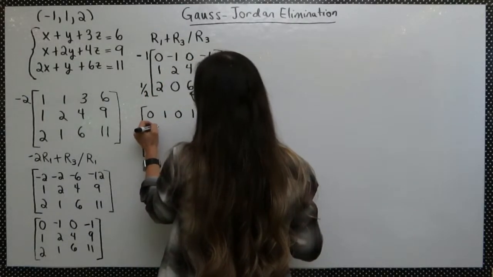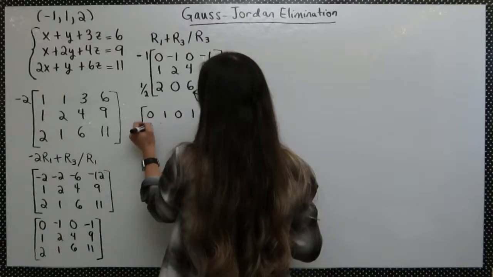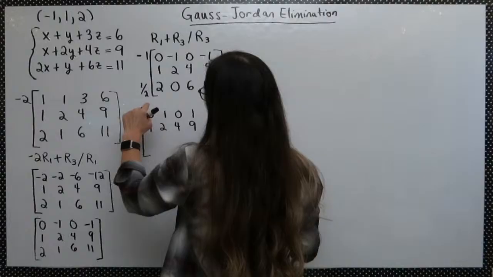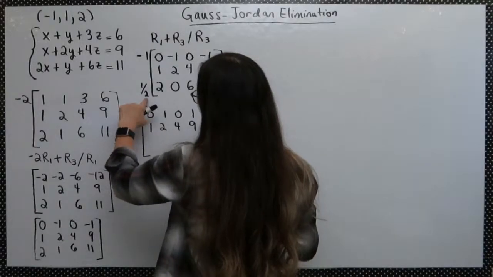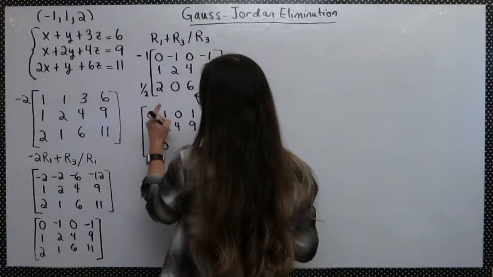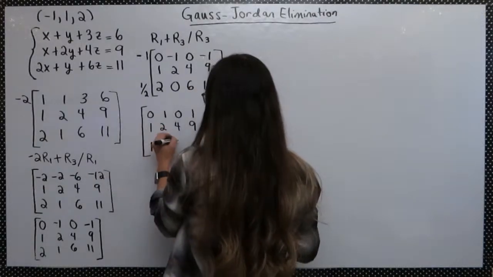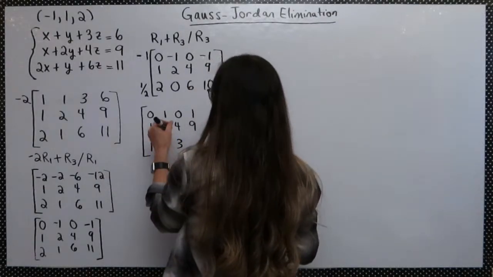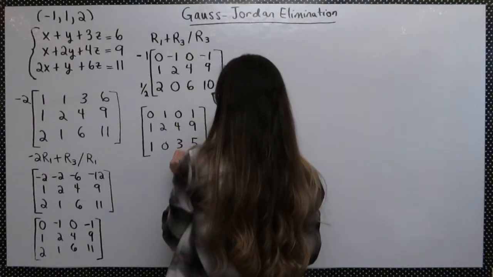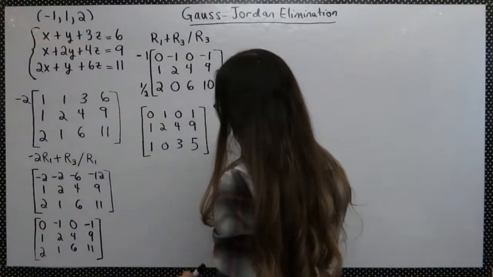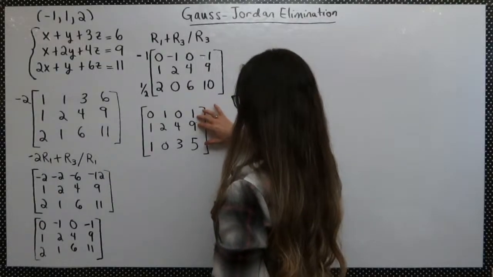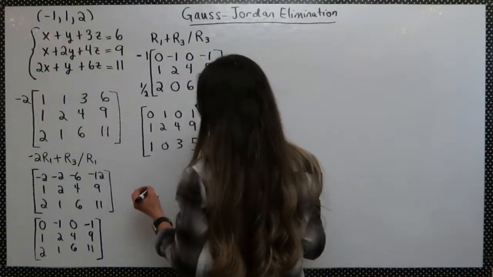Copy down row 2, so it's 1, 2, 4, 9. And then we're going to multiply everything by 1/2, so this becomes a 1, this one's a 0, 1/2 times 6 is 3, and 1/2 times 10 is 5. Just to kind of simplify things a little bit. I also want to switch these out eventually.